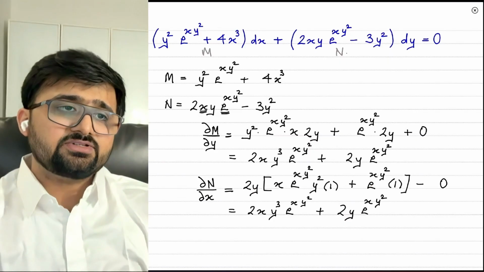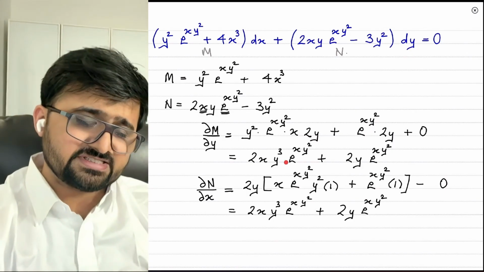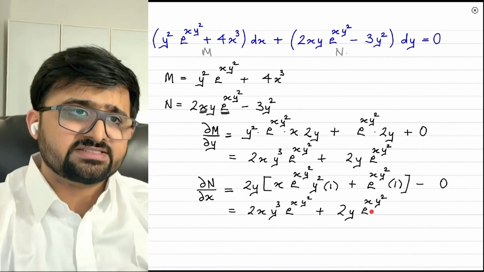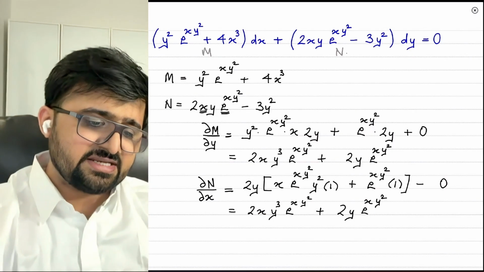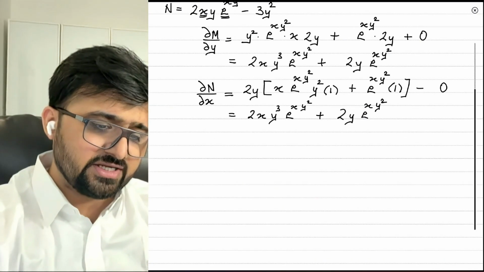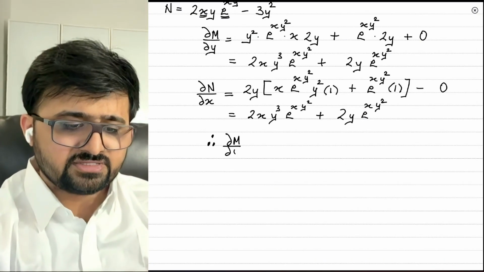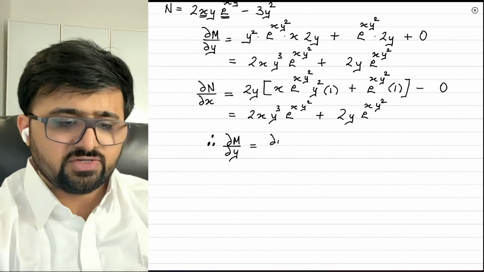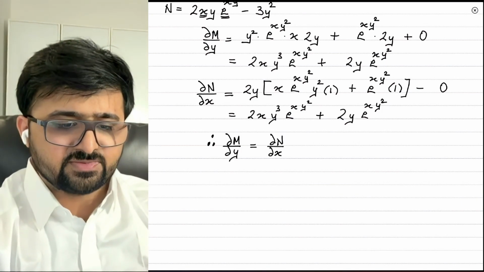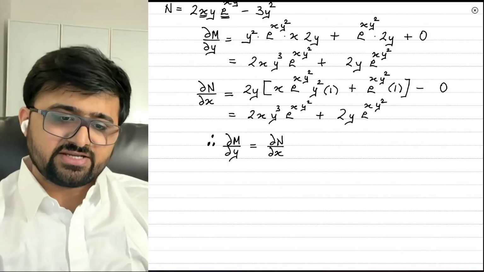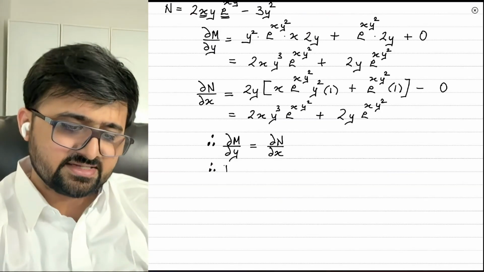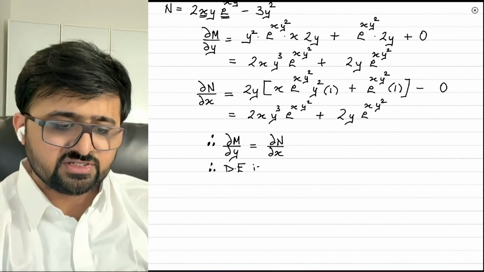So if you notice, those two values are exactly the same. That means the derivative of M with respect to y is equal to the derivative of N with respect to x. Since these two derivatives are equal, we can say our differential equation is exact.